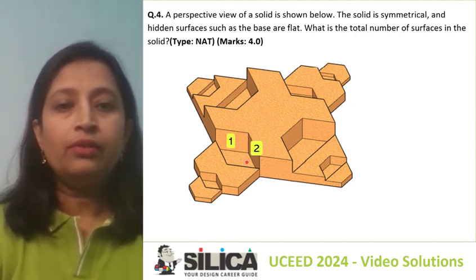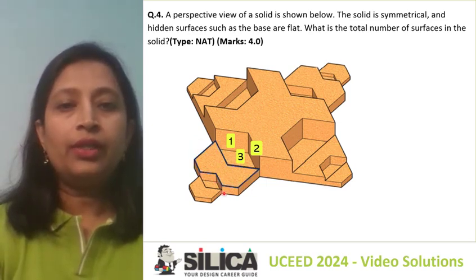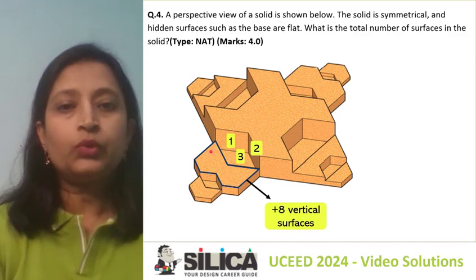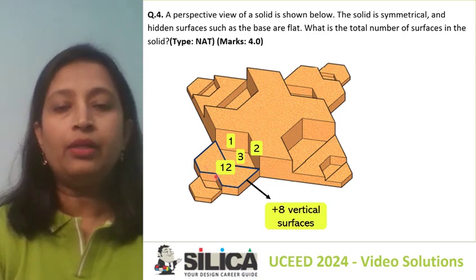See, if this is 1 2 3, then for this, because this is uniform, we can count the number of lines that will give us vertical surfaces. So there are total 8 lines, that means 8 vertical surfaces in this particular part. 8 plus 3 is 11, and this top one will be 12. Now again, we have counted the vertical part, this bottom part will be the 13th surface.